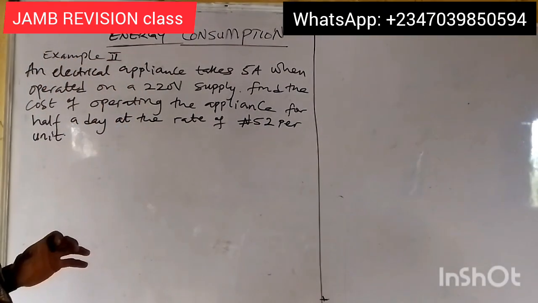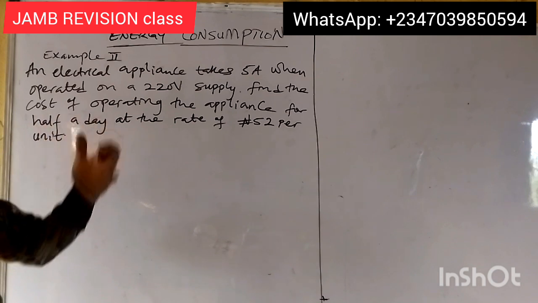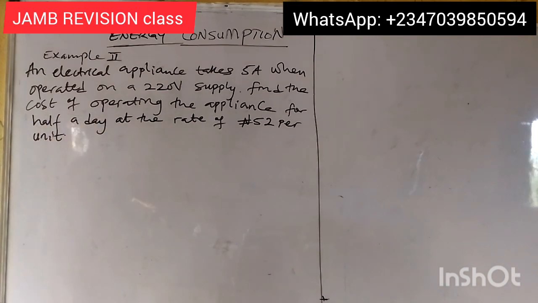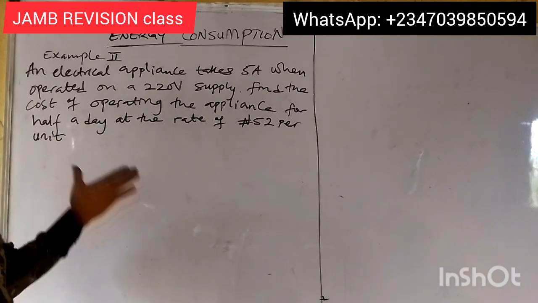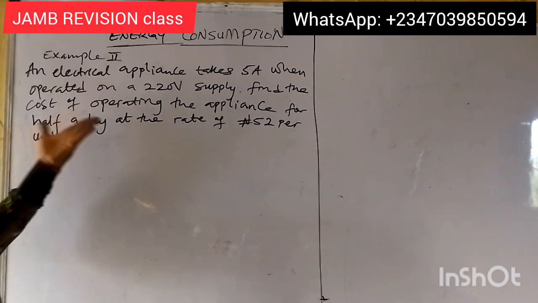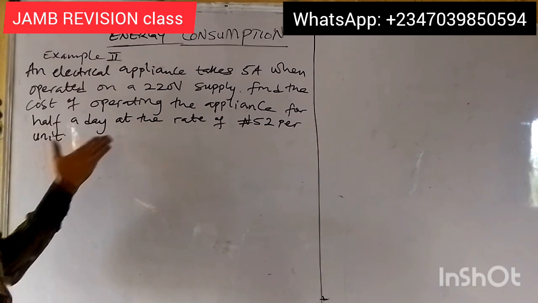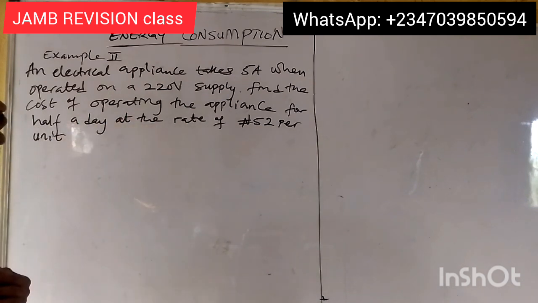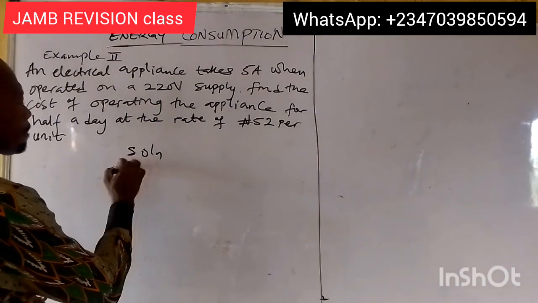And the question says, an electrical appliance takes 5 ampere when operated on a 220 volt supply. Find the cost of operating the appliance for half a day at the rate of 52 naira per unit. Now, solution.